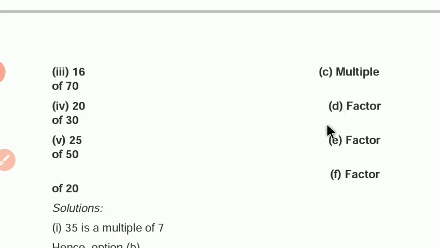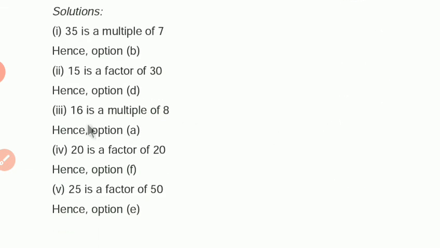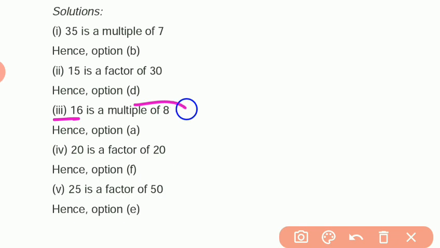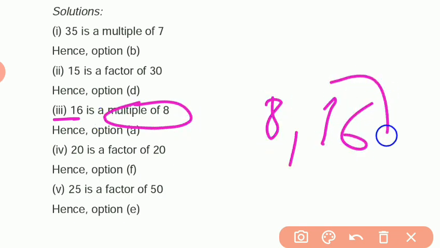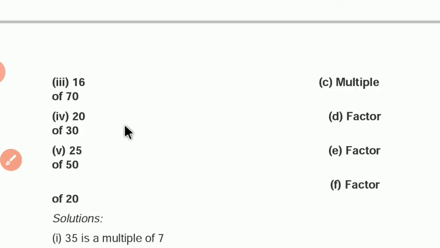15, you can see that it is a factor of 30. Factor of 30 means 30 is exactly divisible by 15. So the answer is option D. Third one, 16. 16 will be a multiple of 8. So 8 1s are 8, 8 2s are 16. It means 16 is a multiple of 8. Then 20. 20 is a factor of 20. Means 20 is exactly divisible by 20.